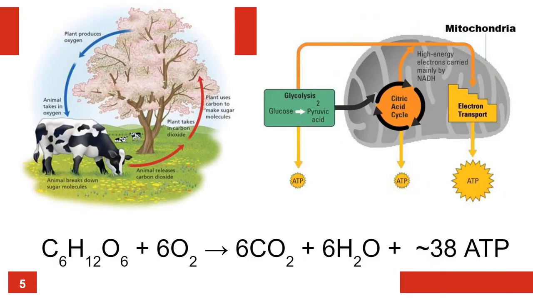The red thing? All right, the formula for cellular respiration is C6H12O6 plus 6O2 yields 6 CO2 plus 6 H2O and chemical energy in the form of ATP.